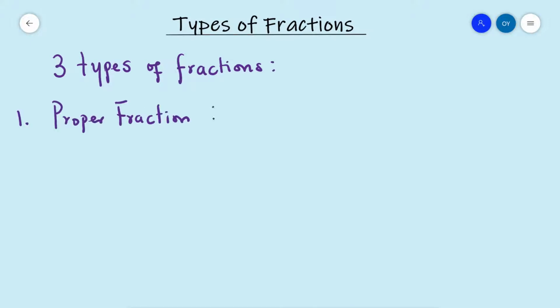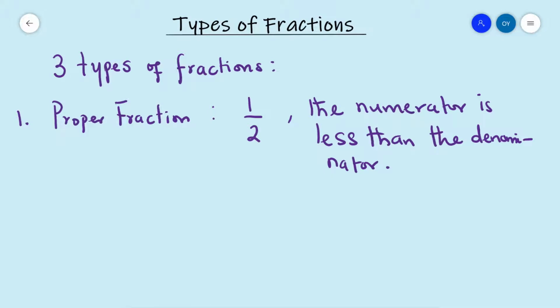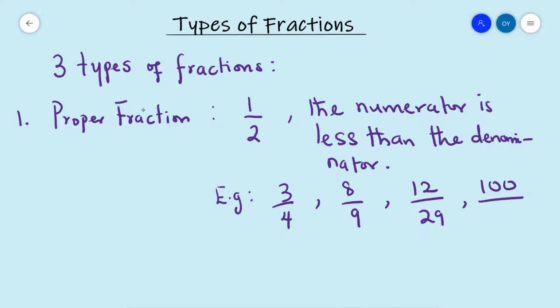There are three types of fractions. The first one is the proper fraction. An example is 1 over 2. The numerator here is less than the denominator, and that's why it's called a proper fraction. Other examples are 3 over 4, 8 over 9, 12 over 29, 100 over 199.